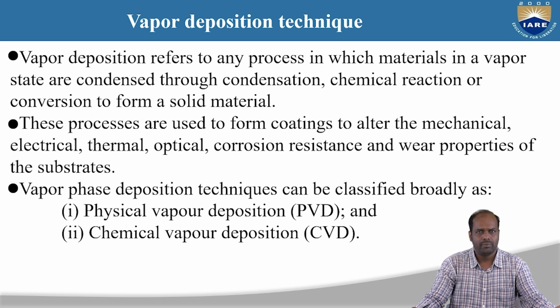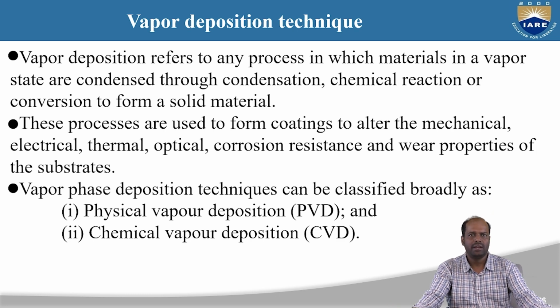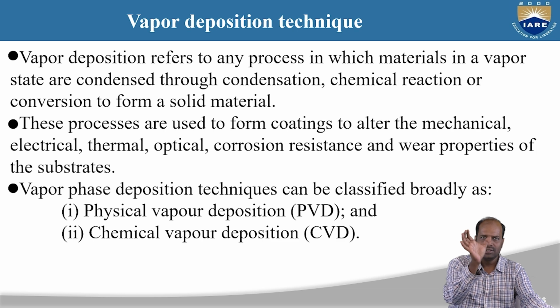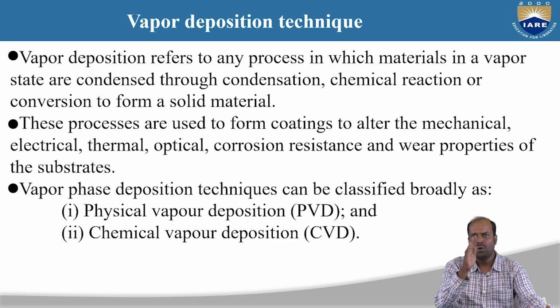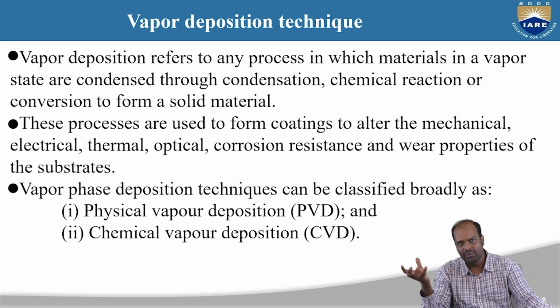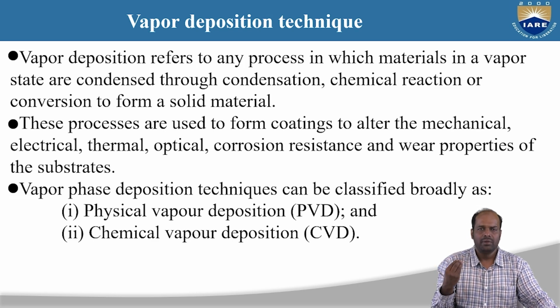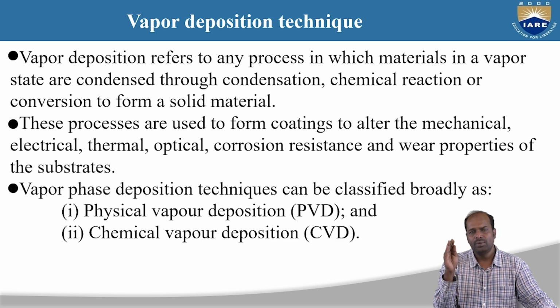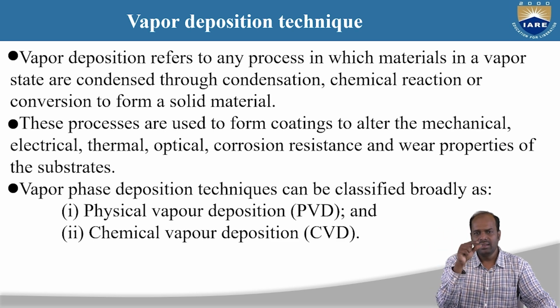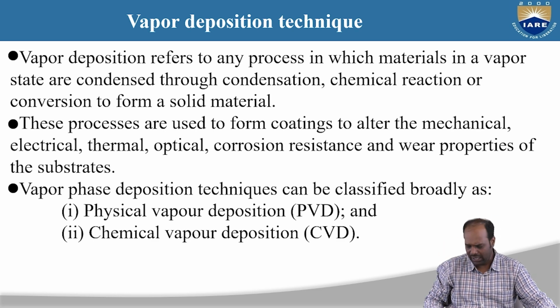What vapor phase deposition techniques are available? One is the physical vapor deposition technique, where the compound is already prepared. You create the plasma and coat the material in thin film form. In the chemical vapor deposition technique, you use different kinds of precursor chemicals and prepare the compound in either thin film form or powder form. So these are another kind of technique.